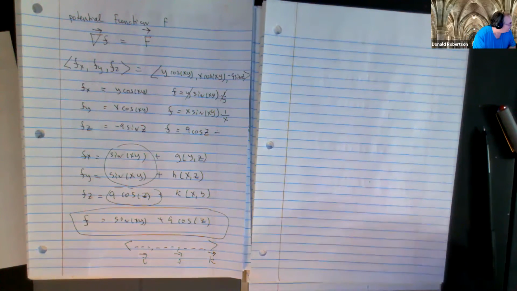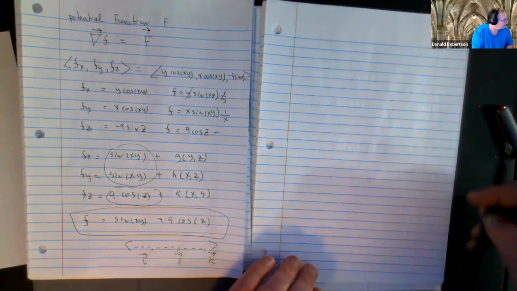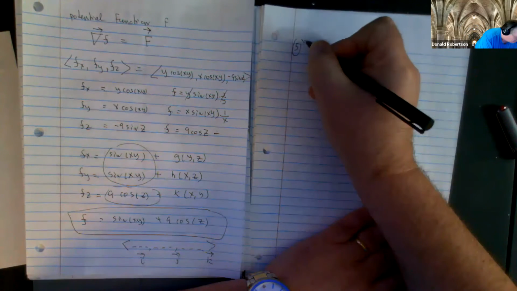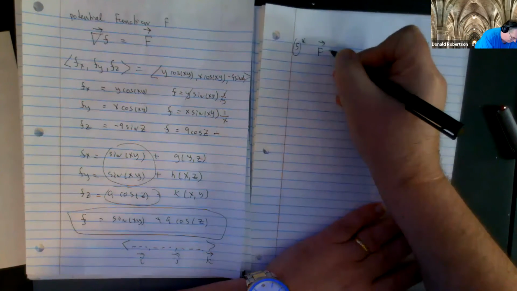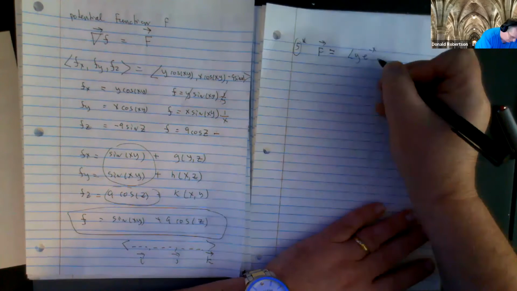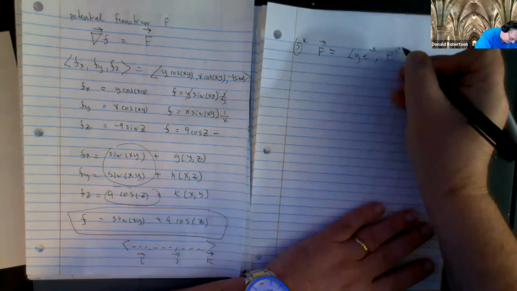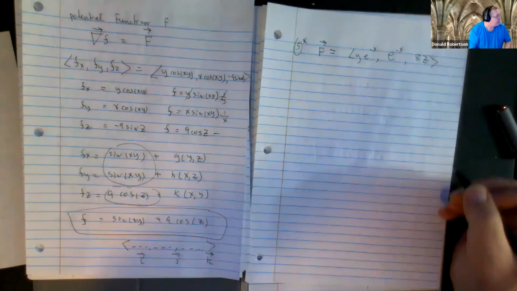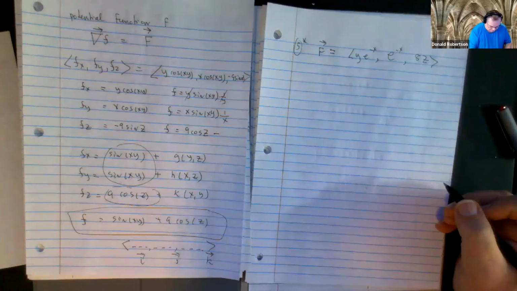So next question is a version of 5, and we're given our vector function. It's y e to the negative x, e to the negative x, and then 8z. And we're being asked to find out whether it's a conservative field or not.